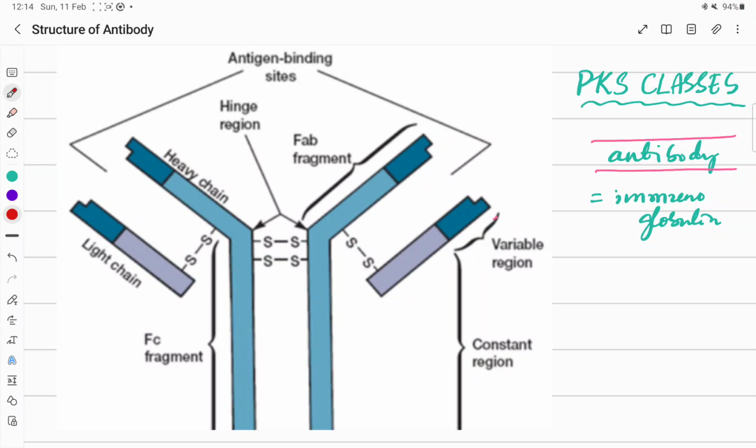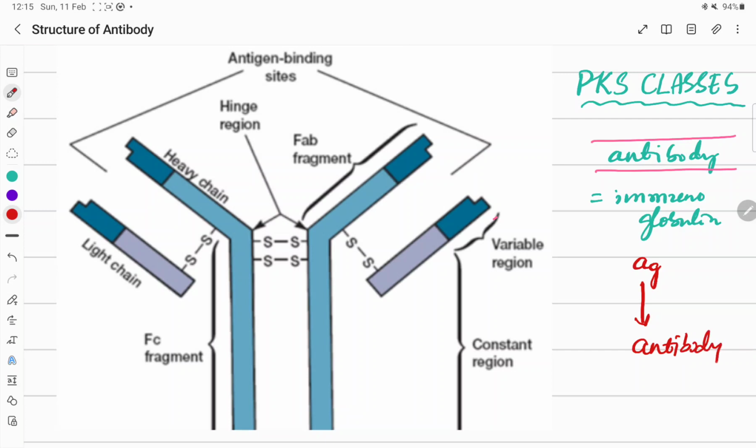Today we will study the structure of antibody. Antibody, also known as immunoglobulin, is produced by our body in response to antigen. An antigen is a foreign substance which, when introduced into our body, causes our immune system to produce antibody.